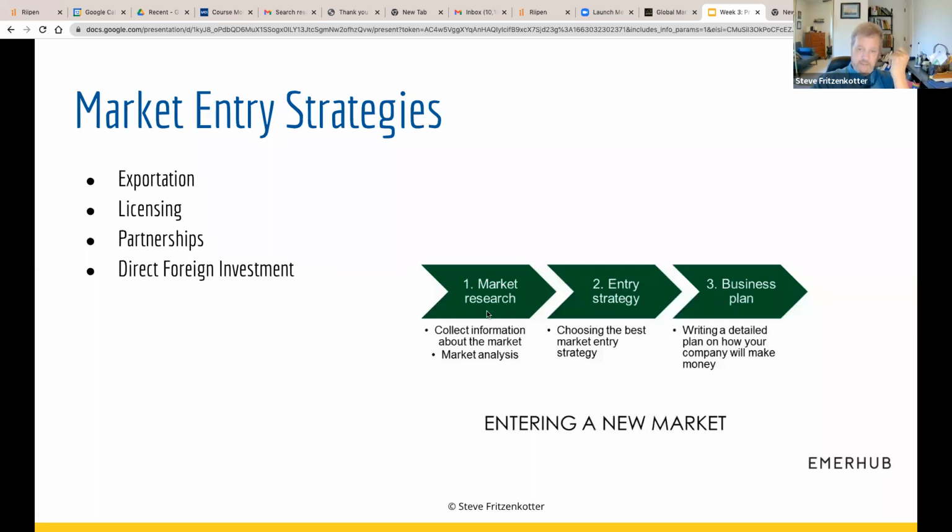And in entering the market, first you have to conduct research, which is something we did last week. You collect information, do a market analysis, then you have your entry strategy. And you choose the best strategy for you. We're going to talk about the differences and the risks associated. And then that all becomes part of the business plan, and that's how you enter the market.